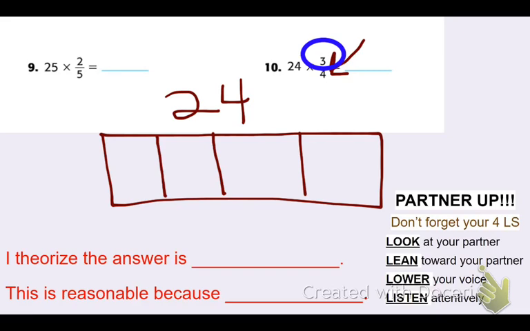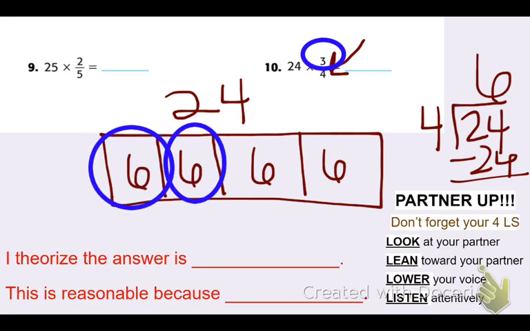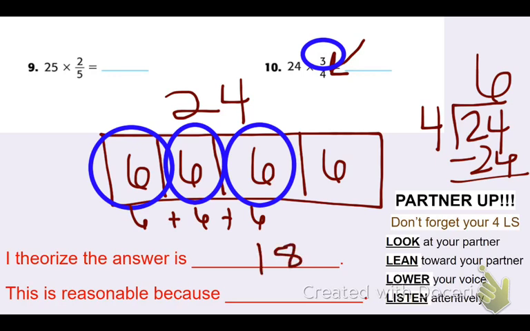But let's see, how many times will 4 divide into 24? Well, there's 6 in each of the 4 groups. 6, 12, 18, 24. And so I know I need to figure out 1, 2, 3 parts out of 4. What is 3/4 of 24? Well, 6 plus 6 plus 6 is 18. Let me fix that line there. So 18. So I theorize the answer this time is 18.